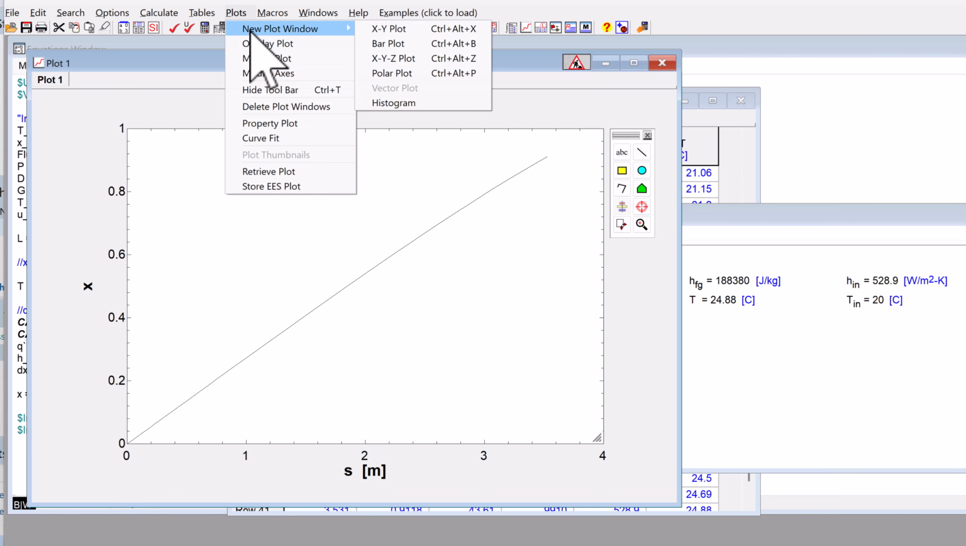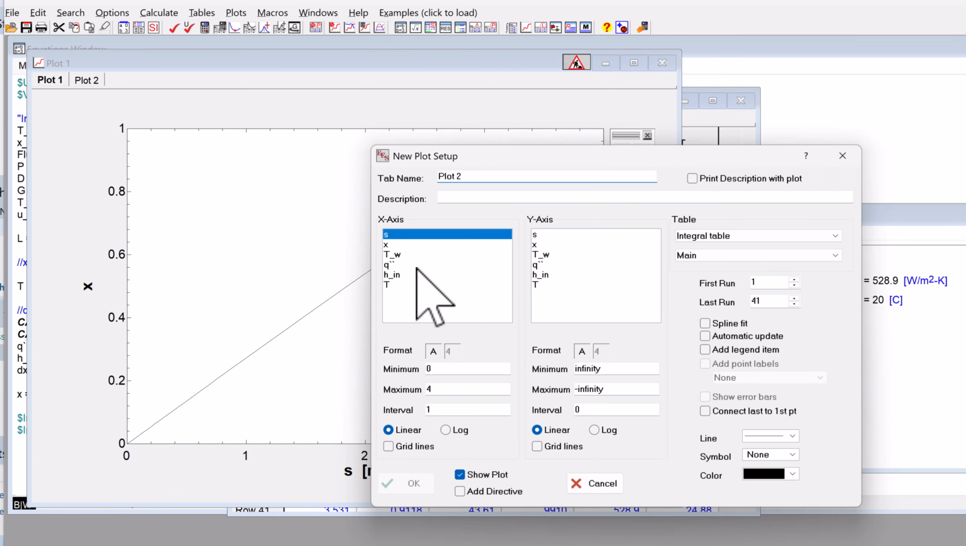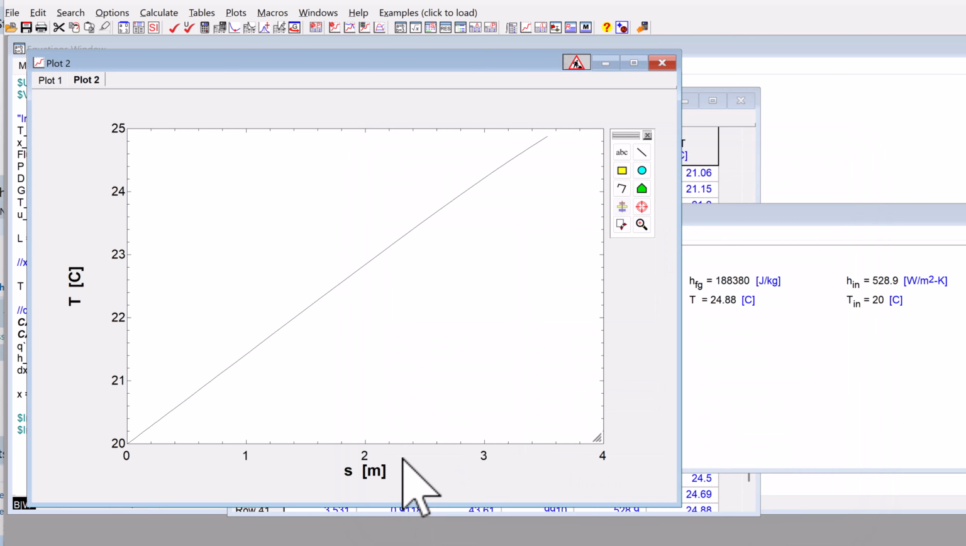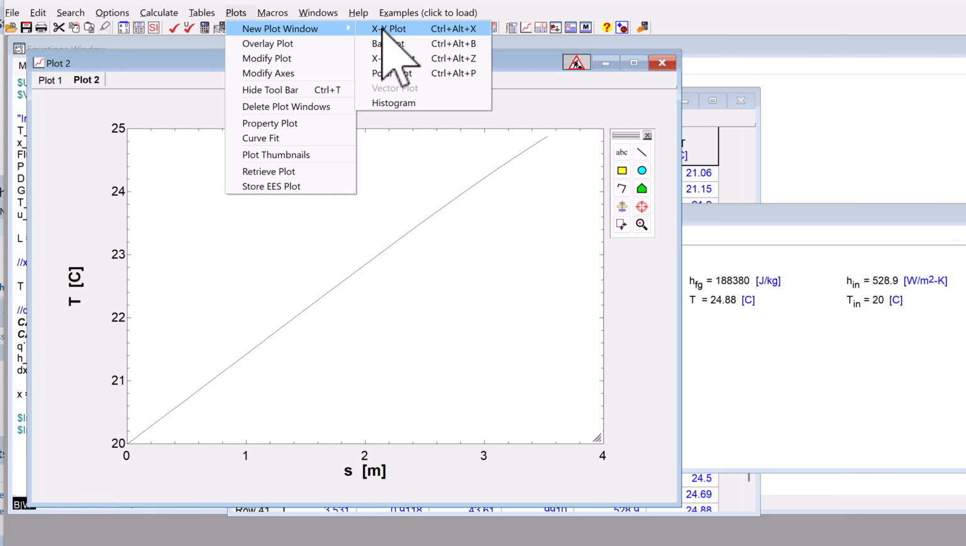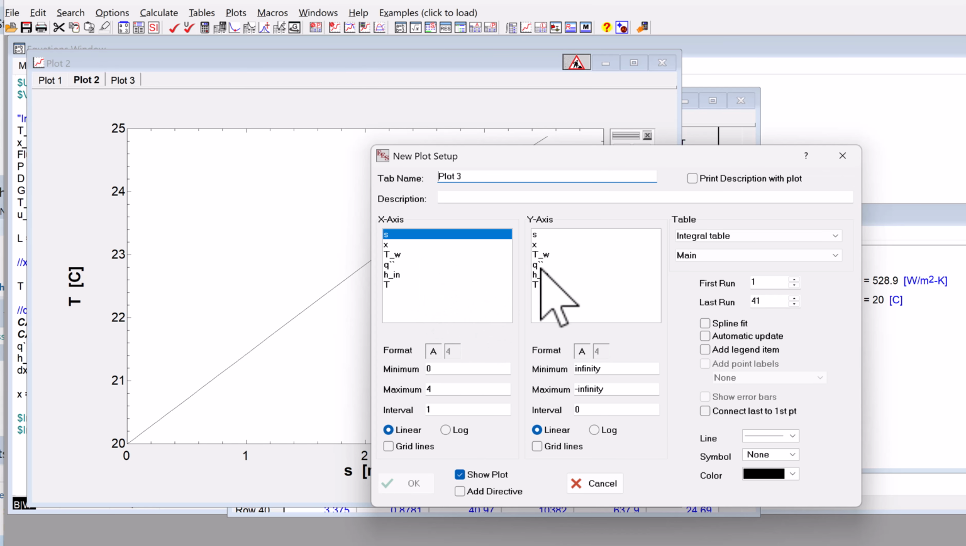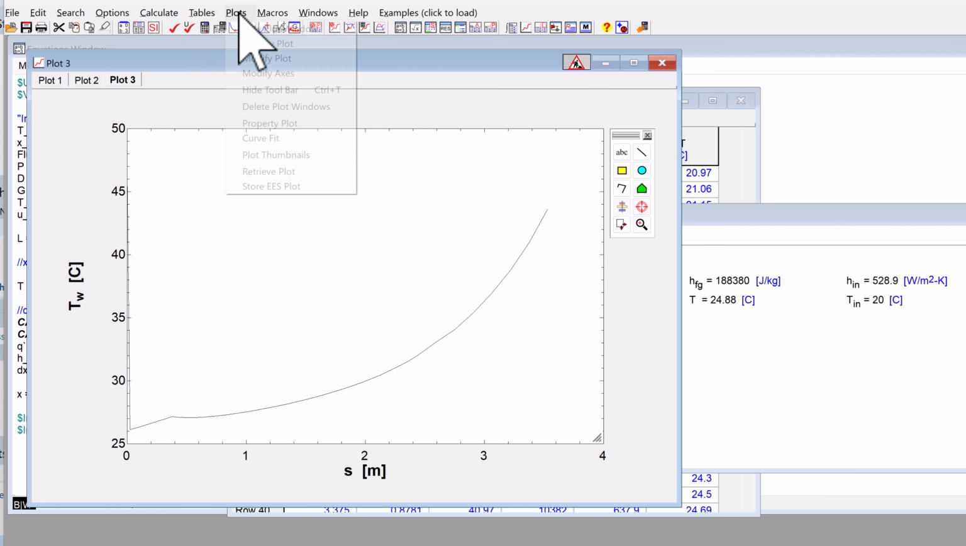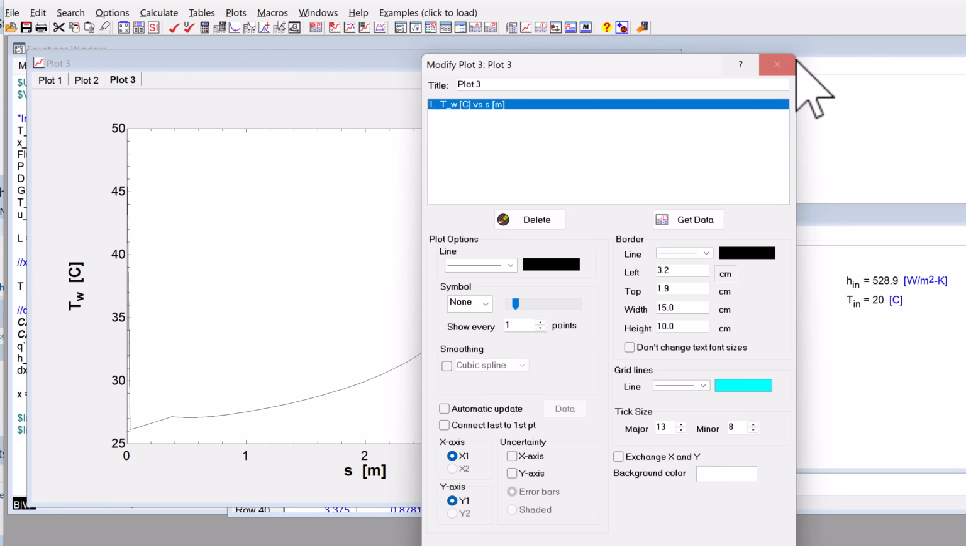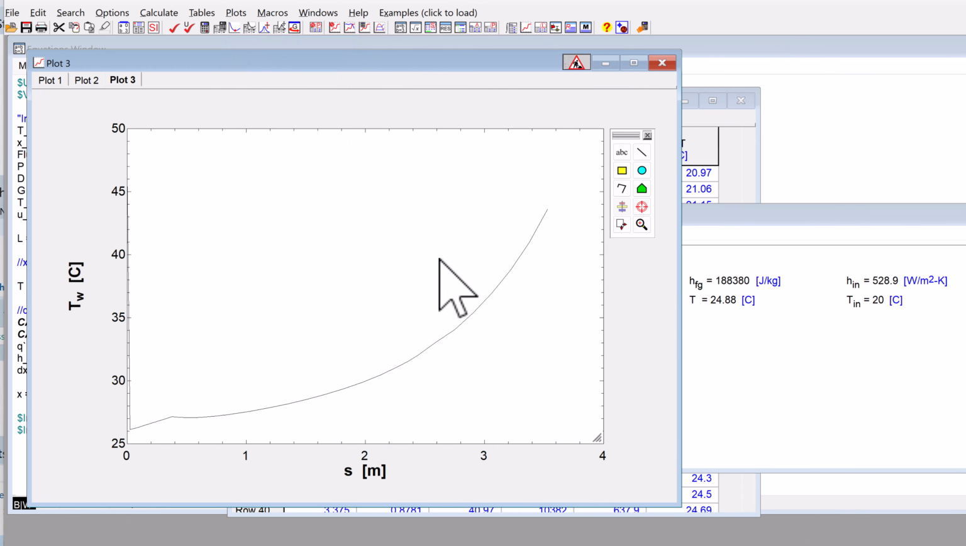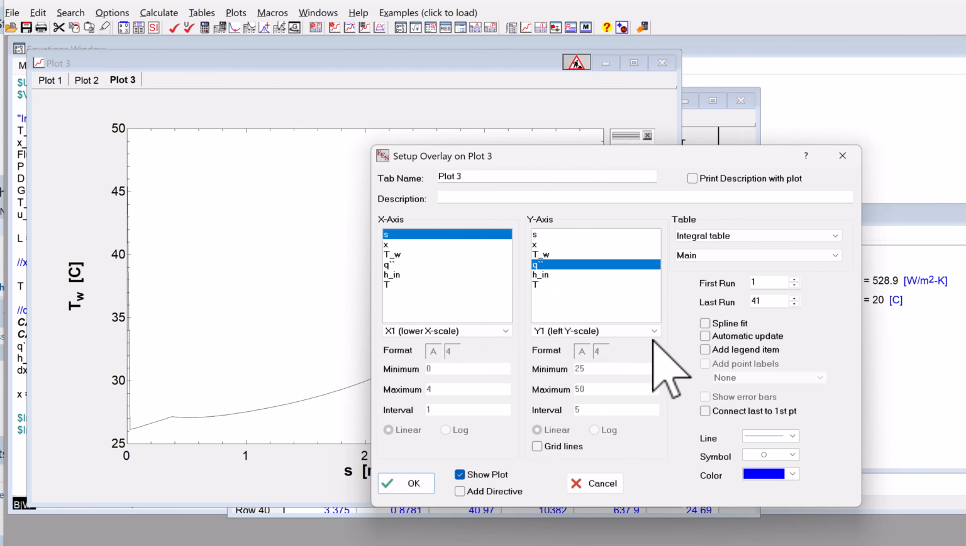Maybe more interesting is as a function of tube length, you could get the temperature. So that's kind of interesting because it should show the glide. So sure enough, even though we're evaporating at constant pressure, you can see the temperature changes. And then maybe really interesting is the heat flux and the wall temperature. So let's do the wall temperature, and then maybe on the other axis, let's overlay on this plot the heat flux, but we'll put it on the secondary scale. So it looks like that.